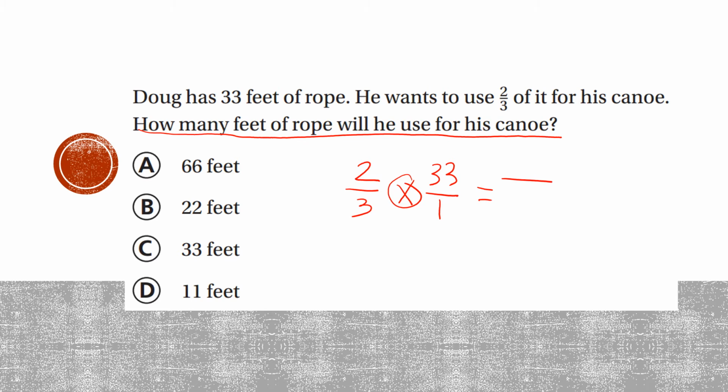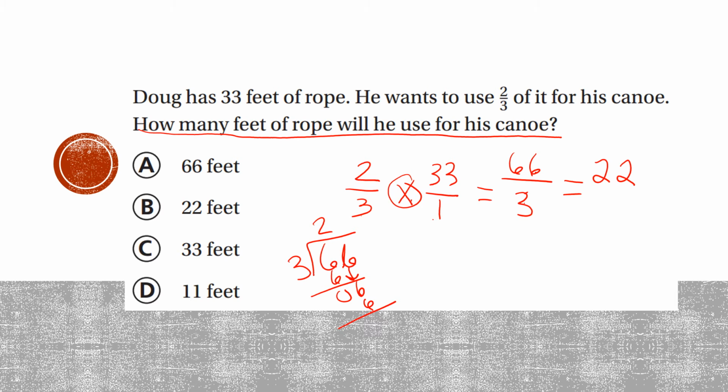2 times 33 is 66. 3 times 1 is 3. You should recognize this. Both numbers, 66 and 3, are factors or multiples of 3. So 3 goes into 6 2 times. 3 goes into 6 2 times. 66 divided by 3 is 22. So the answer is 22 feet of rope. B is my answer. All right.